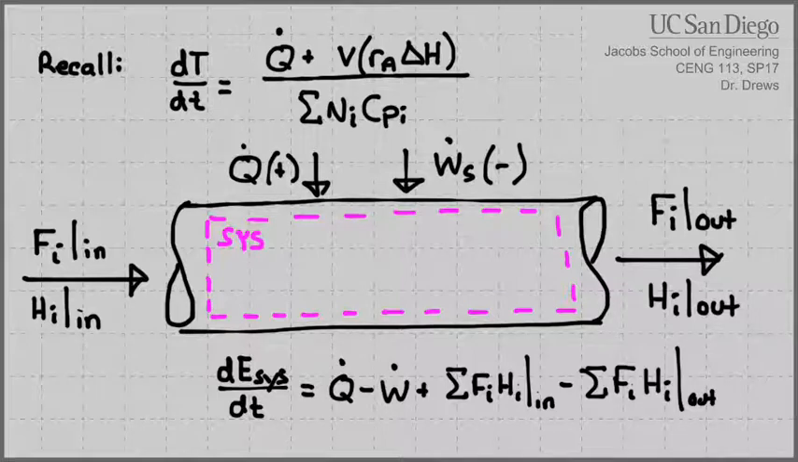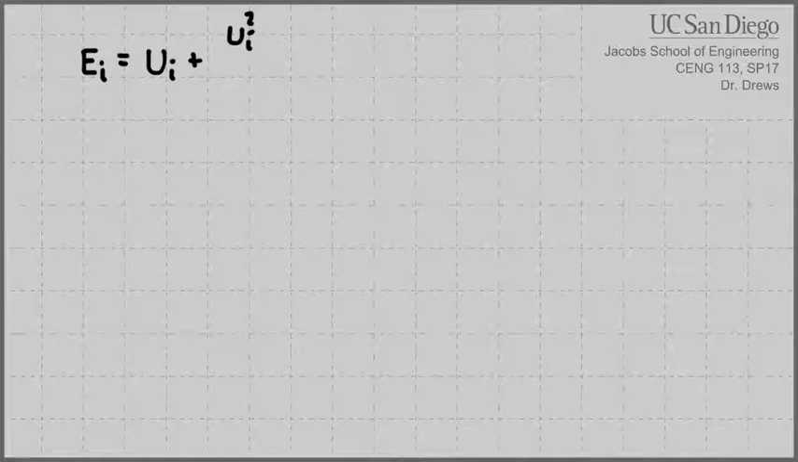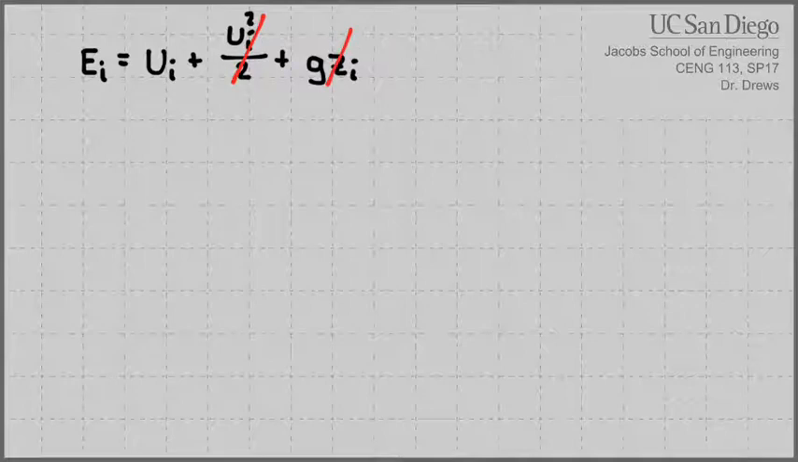Things like energy stored in bonds or something like that. That still holds. So we still get that the energy of any species i is equal to its internal energy, U_i, plus its kinetic energy, u_i squared over 2, plus its potential energy, g z_i. And just like before, we're going to write those and then immediately cross them out.